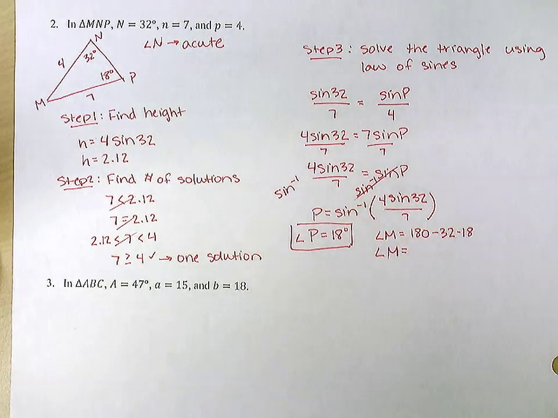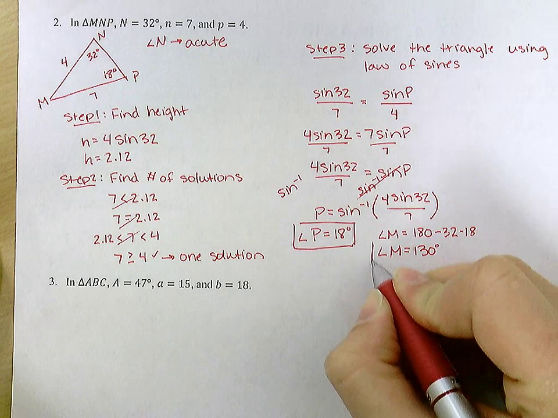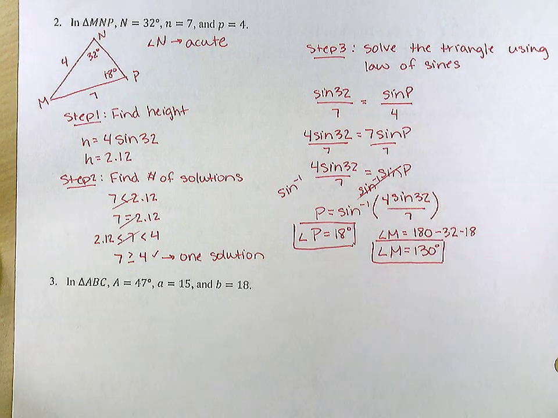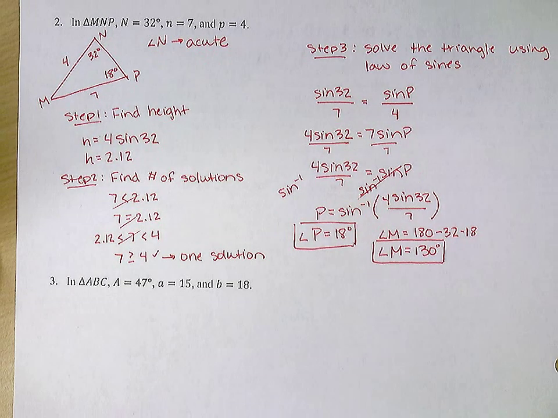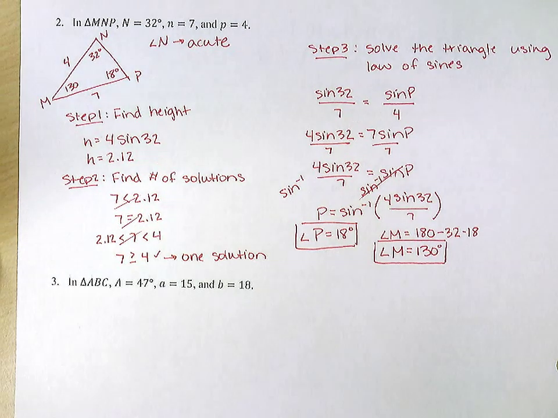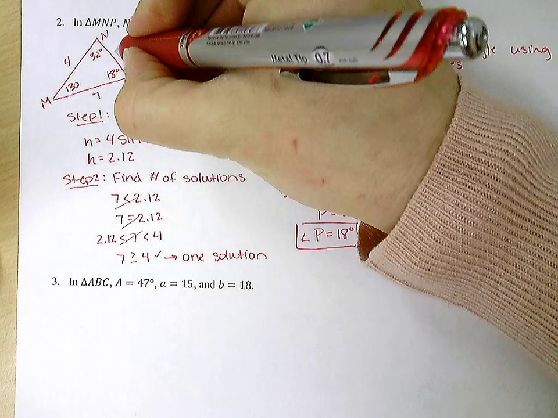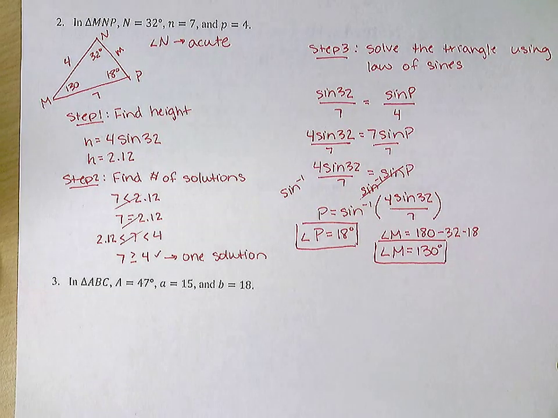Which is like 130. Okay, I'm almost done. What else do I have to find? Between N and P. So I need to solve for lowercase m.